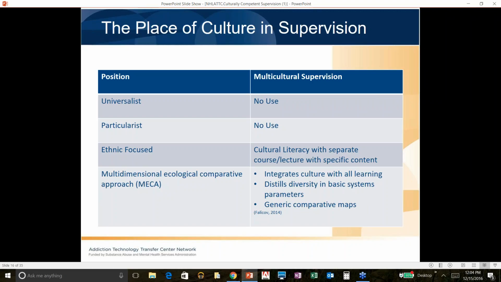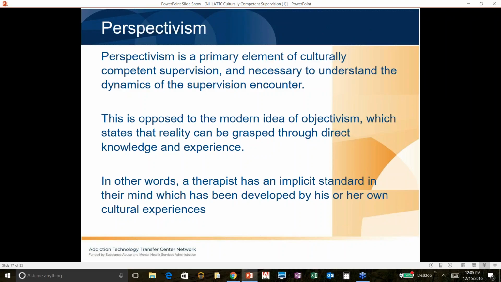Because ultimately you have to learn that application and that understanding. And so I'm leading you naturally to that multidimensional ecological comparative approach, which Celia Falicov did very well, which integrates culture with all learning, distills diversity in basic systems and parameters, and has generic comparative maps, which I'm going to show you right here. So the first thing that I want you to know about is perspectivism.